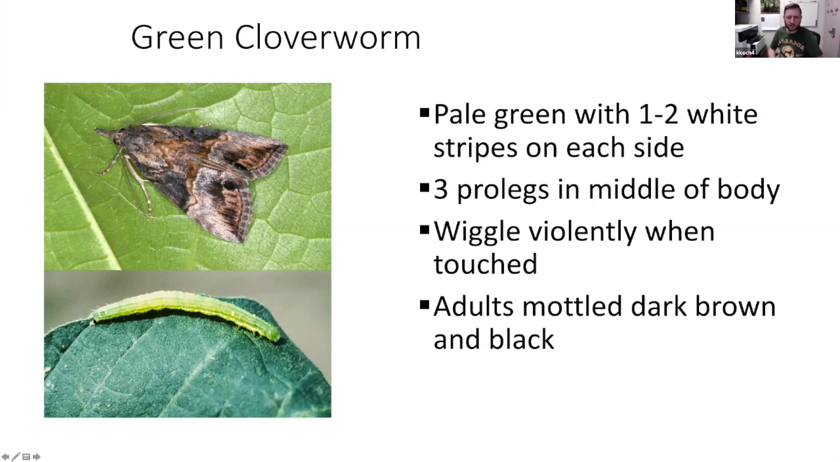And the prolegs for caterpillars, these are not true legs, but that's on the abdomen or the back end. Those are sort of the fleshy appendages that they use, essentially like legs. They kind of use those to grab onto things. Otherwise, these caterpillars are green with white striping. And, in the field, if you actually see these, a characteristic is that they'll wiggle violently when touched.